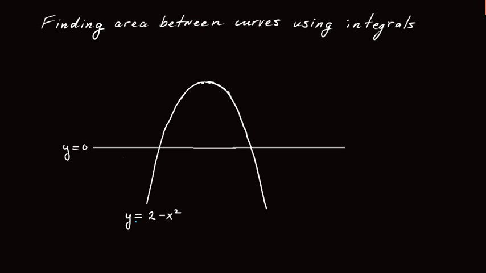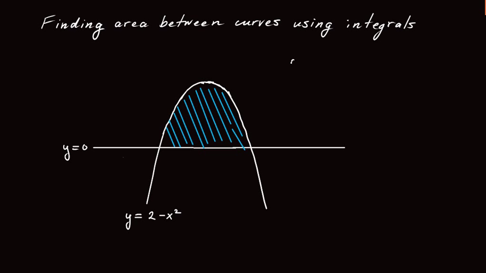Here's an example. I have a curve y equals 2 minus x squared and y equals 0. And what I'm interested in is the area between these two curves. That's this area here. So I want to find this. And the way I'll do it is I'll express this area as a definite integral, and then I'll use my calculator to figure out what that definite integral is.